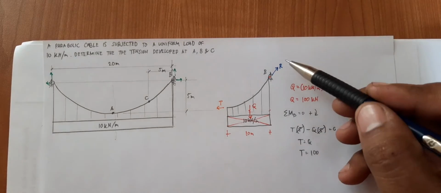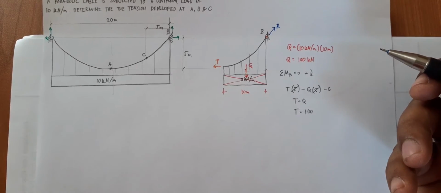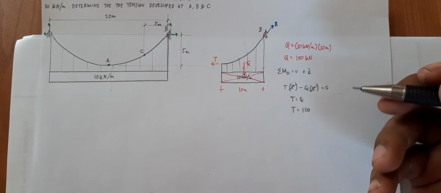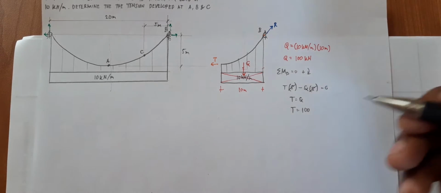Next is to calculate for R. To calculate for R, you can make use of your force polygon like what I discussed a while back. You have here Q is downward.